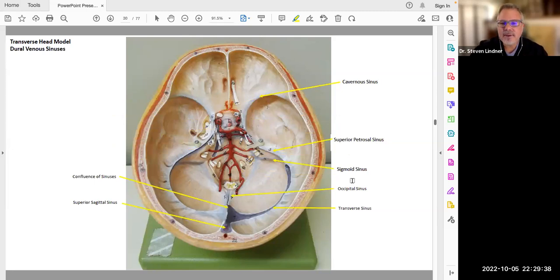Okay, let's see what we have here. Here's the occipital sinus. Here's the transverse sinus. Here's the confluence of sinuses. Here's the sigmoid sinus. And that's going to lead down into the internal jugular vein.